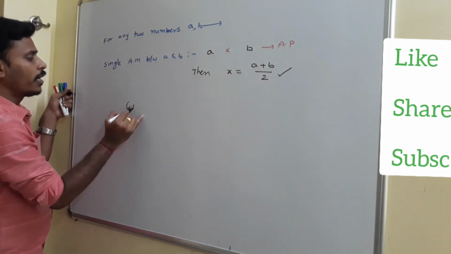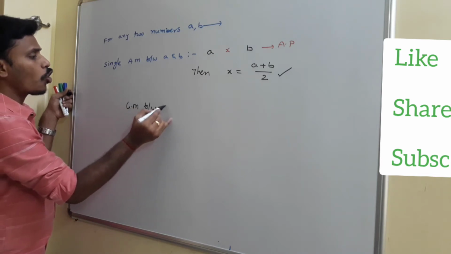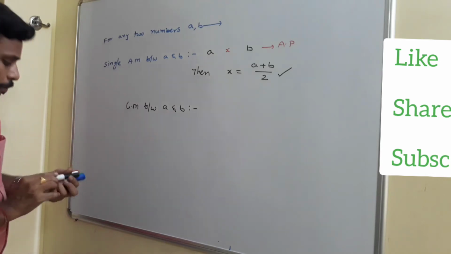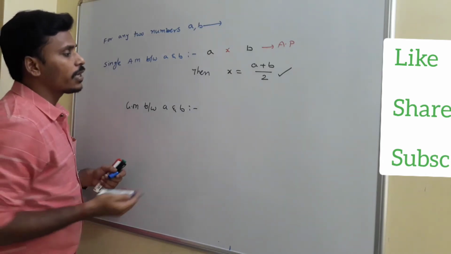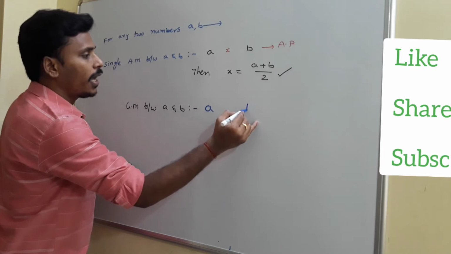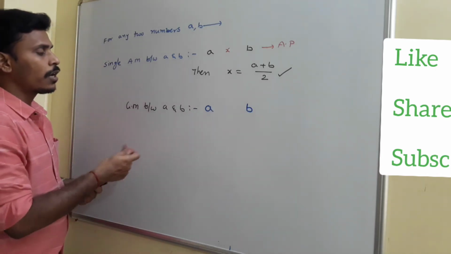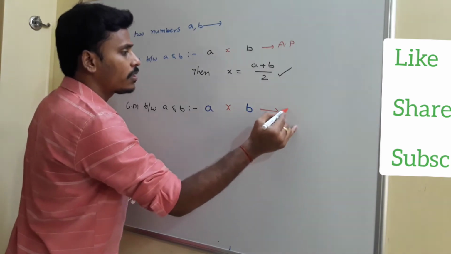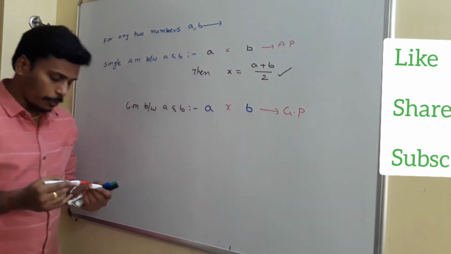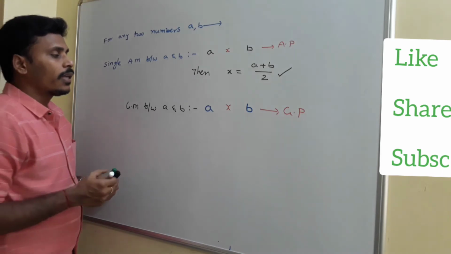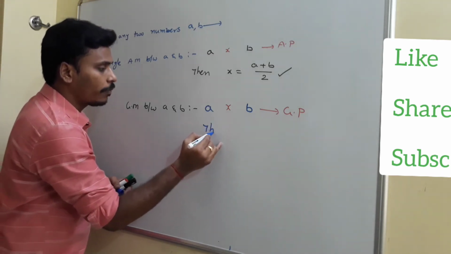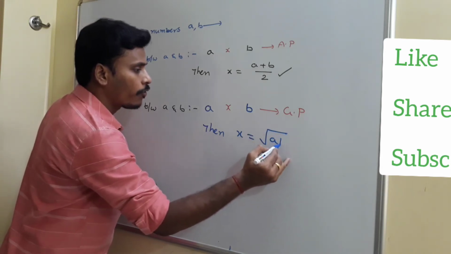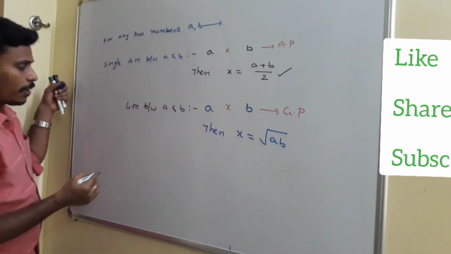In the same manner, if we are inserting a single geometric mean between a and b, again the same task. Since we are inserting only a single geometric mean between a and b, if you let it be x, all these three together will form a geometric progression. And then if you apply the conditions of the geometric progression, you will get that x is equal to square root of ab, right, as we discussed in the previous class.